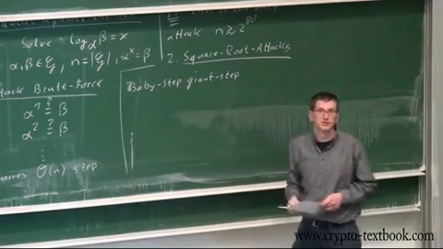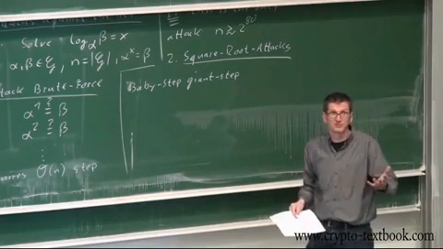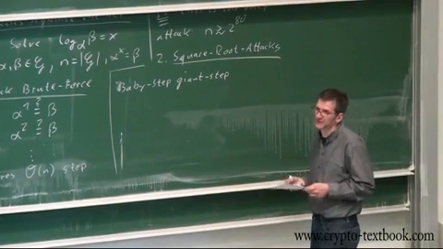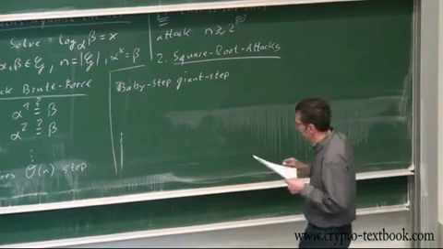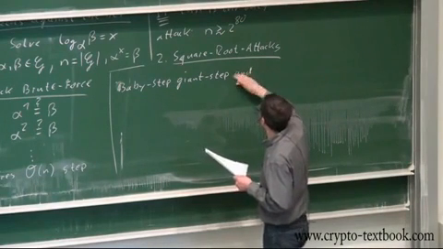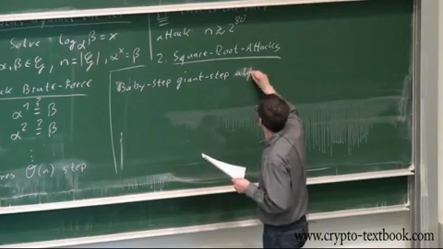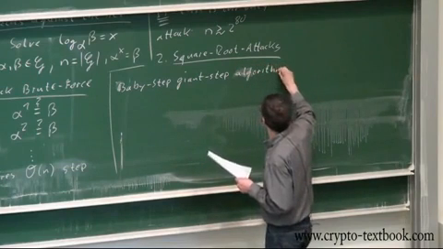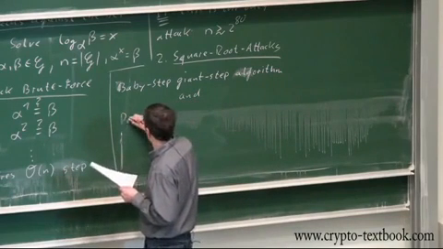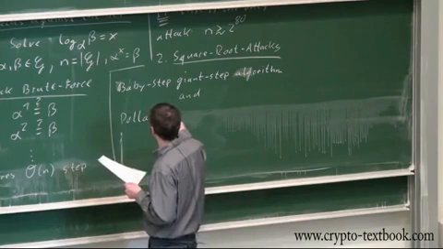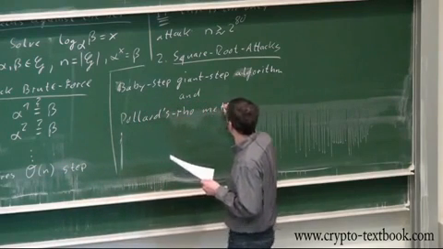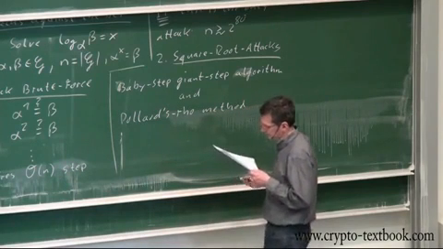Giant step, auf Deutsch, Babyschritt, Riesenschritt: baby step, giant step. There's also another name, which is not as nice: baby step, giant step algorithm, and Pollard's rho method. So there are two attacks.